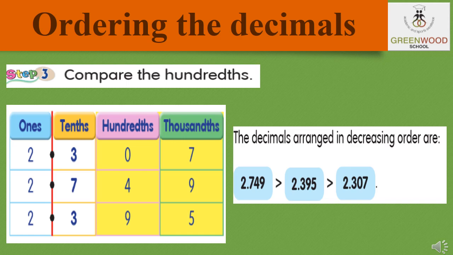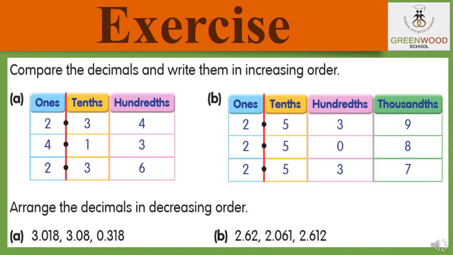That means the decimals arranged in decreasing order are 2.749 greater than 2.395 greater than 2.307. Solve the following exercise. Question 1. Compare the decimals and write them in increasing order. And question 2. Arrange the decimals in decreasing order.